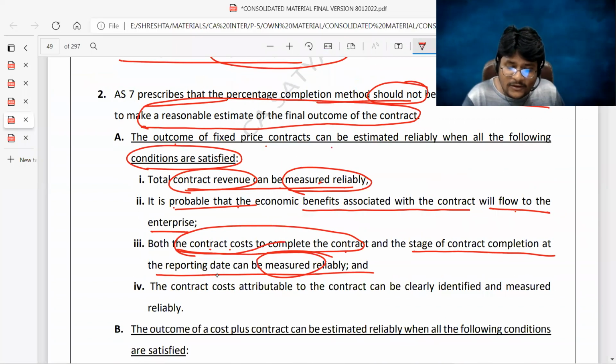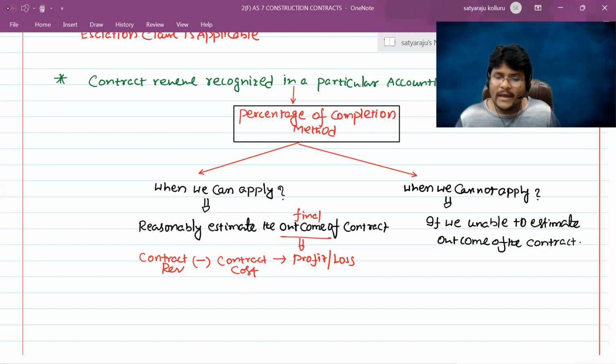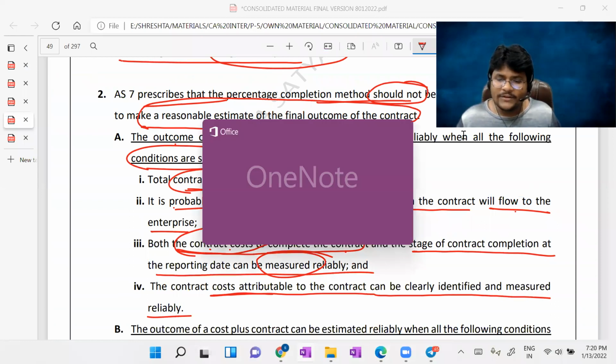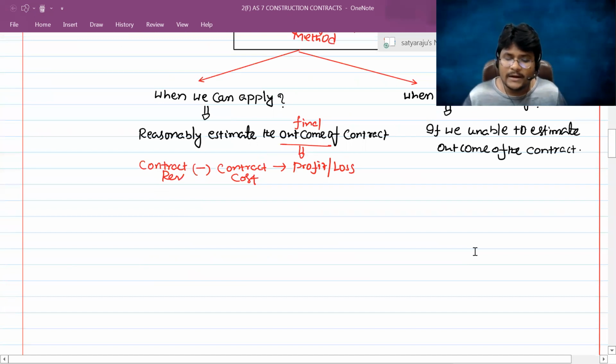And the contract cost attributable to the contract can be clearly identified and measured reliably. So out of the total cost related to the specific contract, how much is attributable? You can also reasonably estimate it. What he is telling is when we can apply the percentage of completion method: when you can reliably estimate the outcome of the contract, then you can apply the percentage of completion method for the purpose of recognizing the contract revenue in a particular accounting period.